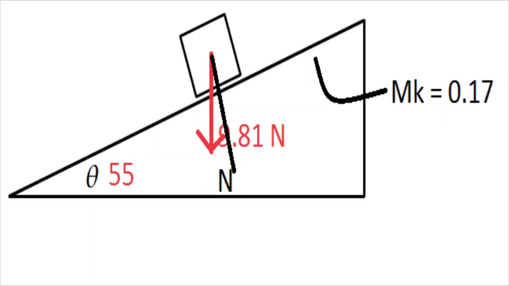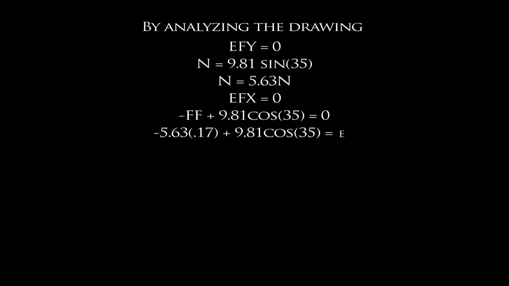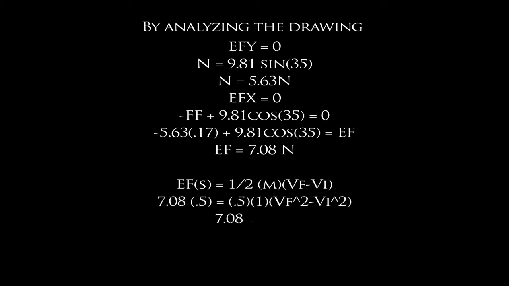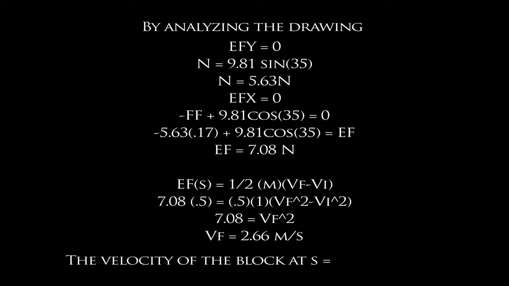We first draw the FBD diagram. By analyzing the drawing, the velocity of the block at S equals 0.5 meters is 2.66 meters per second.